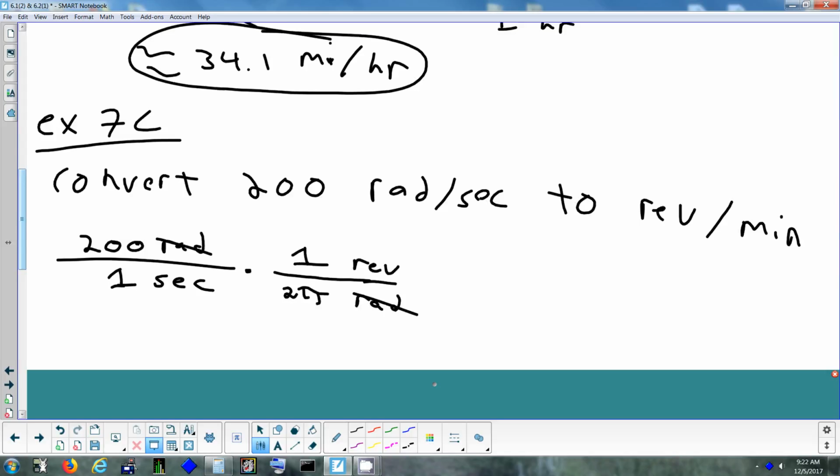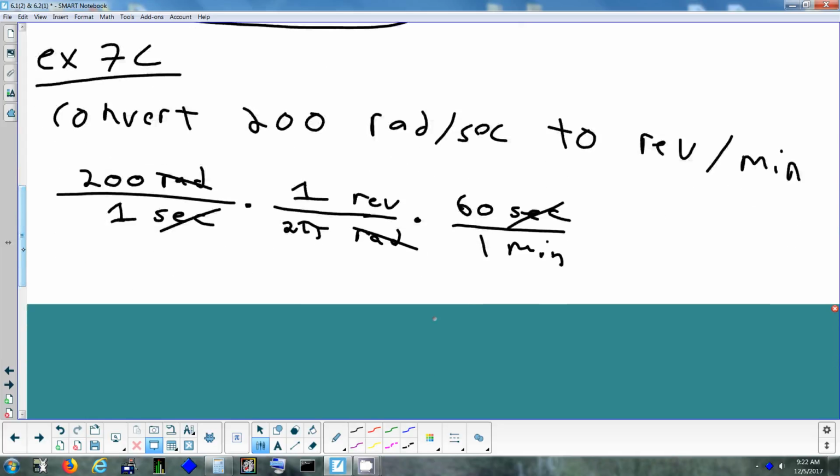Right, so that's the part that's less familiar. Now we just have to change seconds to minutes. Shauna, what would be the conversion that I would multiply by to get seconds to minutes here? 60 seconds. 1 minute. Right, now multiply that out. So you're going to have, let's see, 200 times 60. Well, that's going to be 200 times 6 would be 1,200 and add a 0, so 12,000 divided by 2 pi.